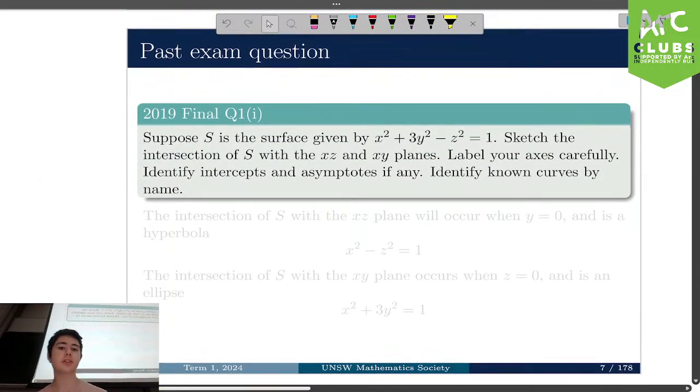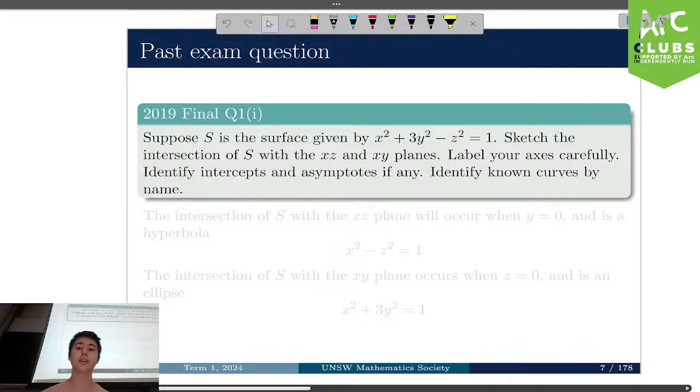So diving straight into a question, we have a certain surface. This surface is given by the implicit definition of x squared plus 3y squared minus z squared equals 1. We want to sketch the intersection of this surface with the xz and xy planes. We want to do this quite neatly, so labeling axes, intercepts, asymptotes, and all of that stuff.